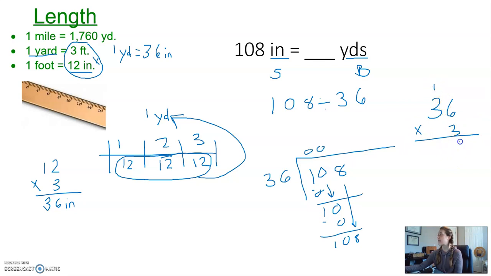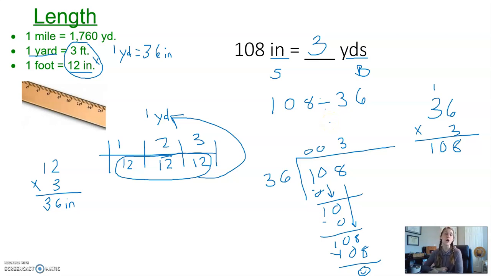3 times 6 is 18. 3 times 3 is 9, plus 1 is 10. Whew, I made myself a pretty good guess, didn't I? All right, so 3 times 36 gets me 108, which is what I was looking for. I'm happy about that. So 108 inches is the same thing as 3 yards.